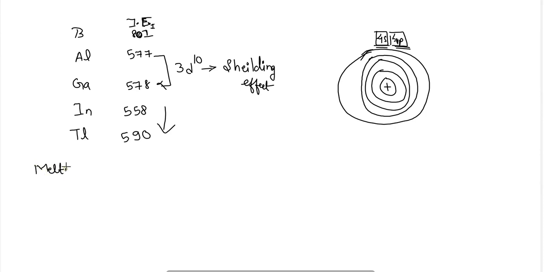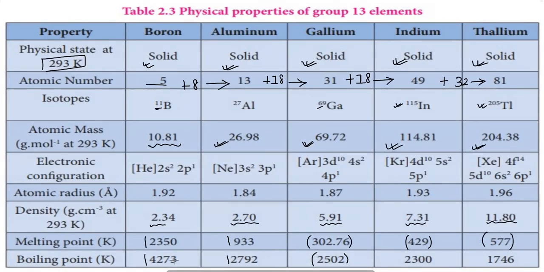The melting point and boiling point. Okay, so here we have observed that the melting point of boron is very, very high. Here you can see that the melting point of boron is 2315, while the other metals present here in group number 13 have a very low melting point in comparison to boron. So what is the reason?